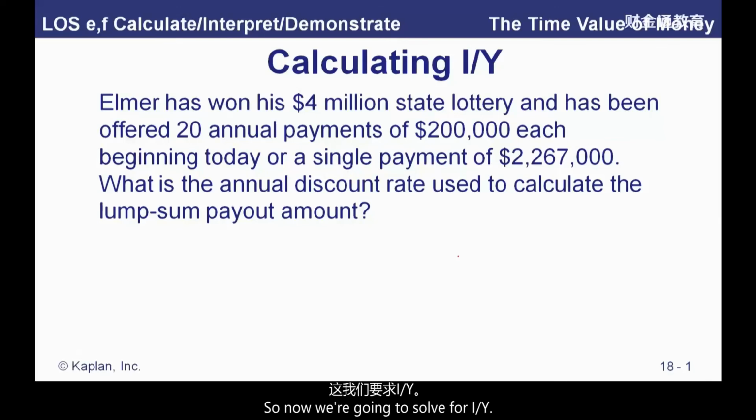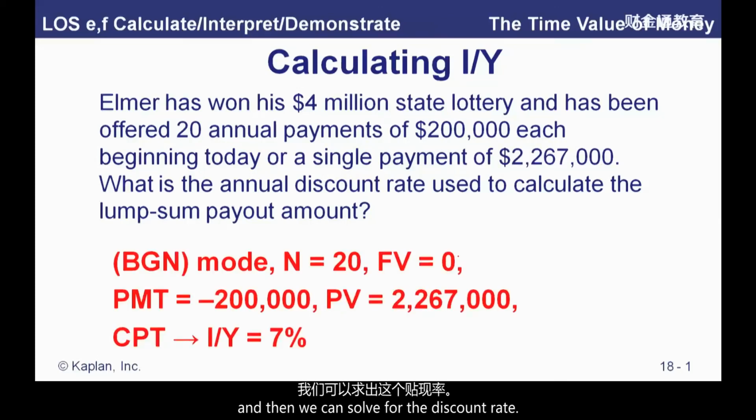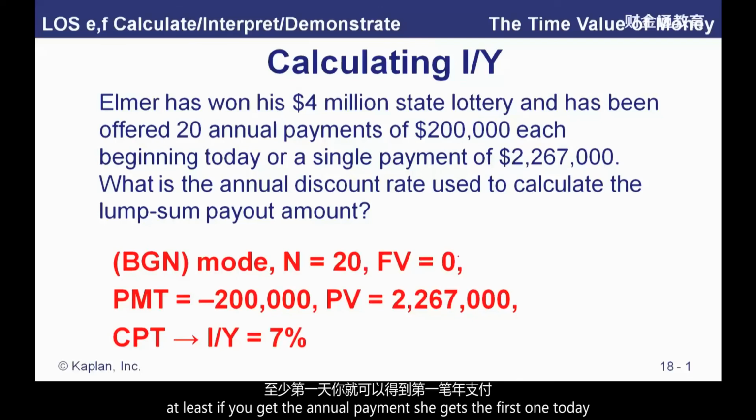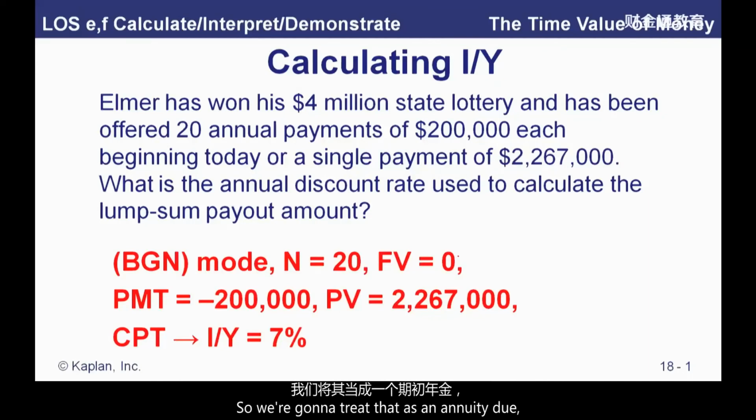So now we're going to solve for I/Y. We know N, that's 20. We know the payment amount, that's $200,000. We know the present value. That's going to be $2,267,000, and then we can solve for the discount rate. So we're going to put it in begin mode because these lotteries, at least if you get the annual payments, you get the first one today. You don't have to wait a year for your first payment. So we're going to treat that as an annuity due.